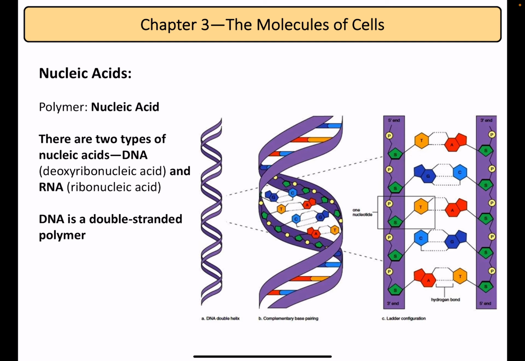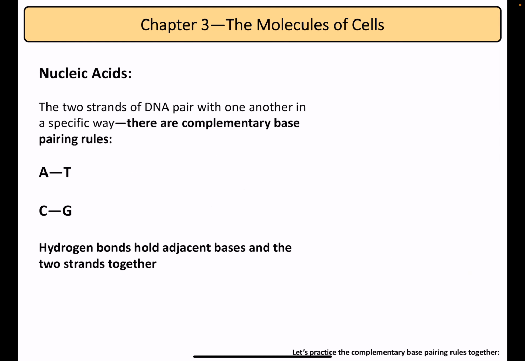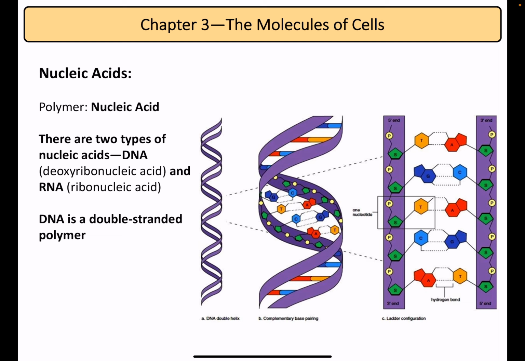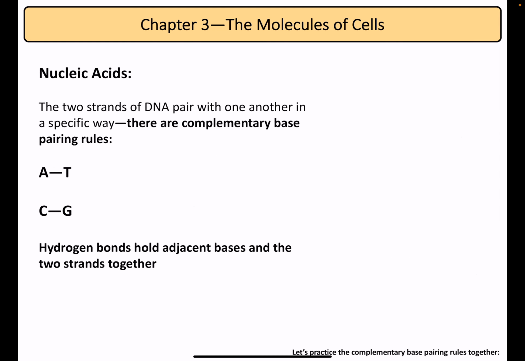So there's rules to how they're situated across from one another, the way that they pair up. And those rules are: A always pairs with T, and C always pairs with G. So you've got to remember that, A to T, C to G. And if you want to get into the chemistry of it, those two adjacent nucleotides are actually sticking together via hydrogen bonds. And it's the collective force of all of these hydrogen bonds along the whole DNA molecule that holds the two strands together. So they stick.